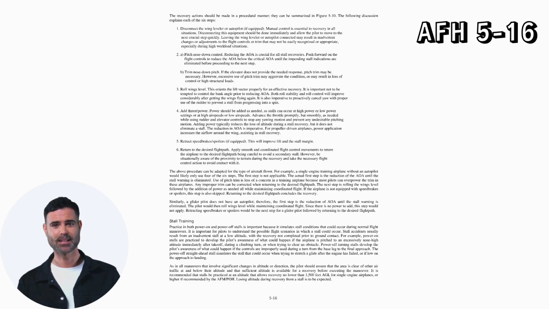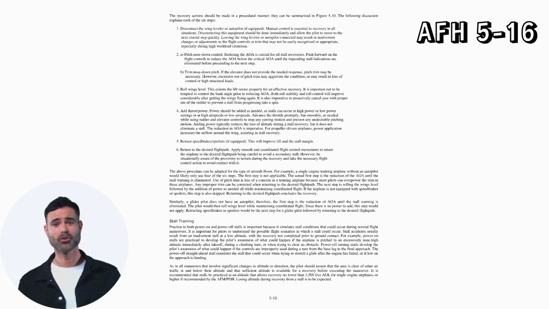4. Add thrust power. Power should be added as needed, as stalls can occur at high power or low power settings, or at high airspeeds or low airspeeds. Advance the throttle promptly, but smoothly, as needed, while using rudder and elevator controls to stop any yawing motion and prevent any undesirable pitching motion. Adding power typically reduces the loss of altitude during a stall recovery, but it does not eliminate a stall. The reduction in AOA is imperative. For propeller-driven airplanes, power application increases the airflow around the wing, assisting in stall recovery.